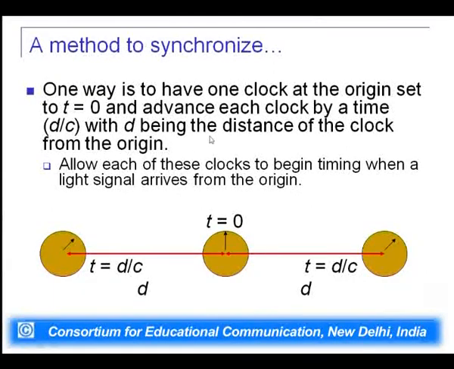A method to synchronize: one way is to have one clock at the origin set at the time t equal to 0, and advance each clock by the time d by c, being the distance. Here d is the distance of the clock from the origin, and c is the speed of light. Allow each of these clocks to begin timing when a light signal arrives from the origin.